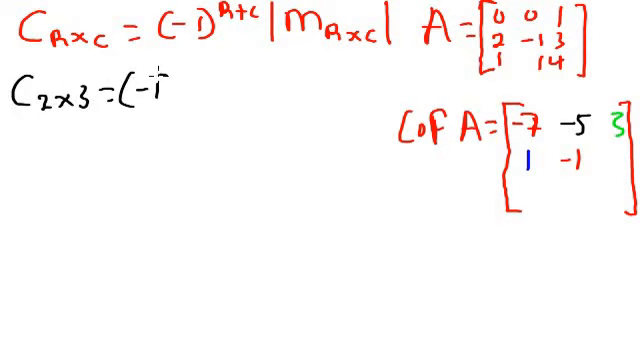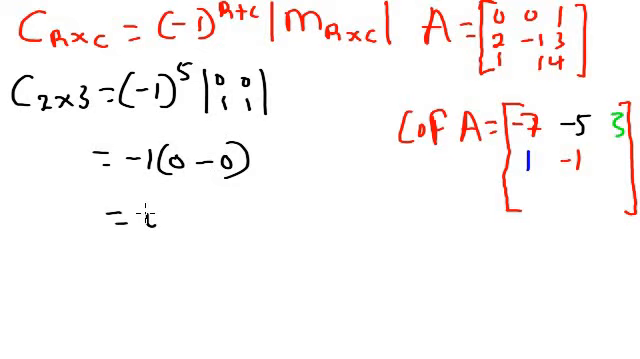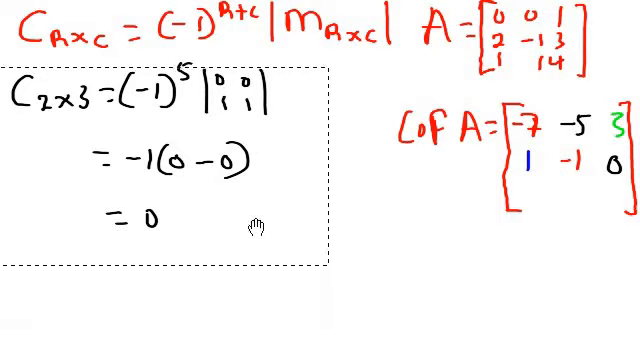That will be equals to -1 to the power of 5. Then multiply by its minor matrix. Second row, third column. That's just 0, 0, 1, 1. I don't know why I keep forgetting to delete first before writing. So we have -1 multiplied by 0 times 1, that's 0 minus 0. So that's just indeed equals to 0. Perfect. So we're almost there.